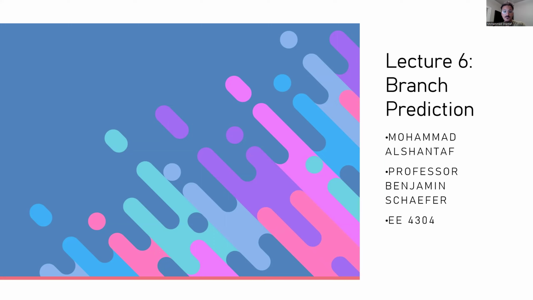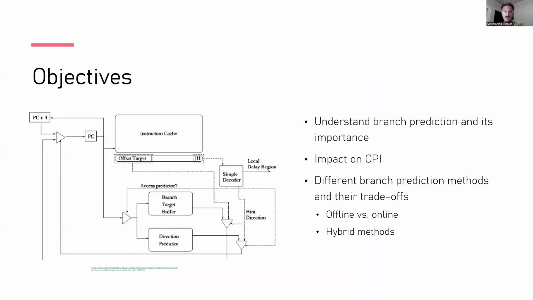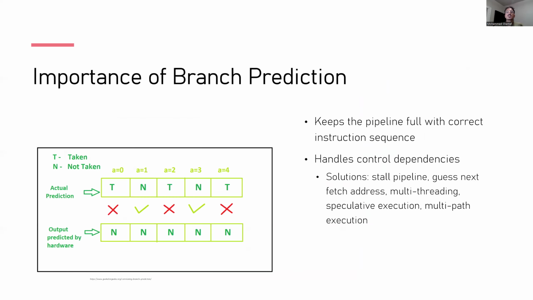Alrighty. So first of all, we have some objectives that we need to achieve from this: understanding branch prediction, the different branch prediction types and methods, and what their trade-offs are. First, we have the importance of branch prediction. It keeps the pipeline with the correct instruction sequence, and it also handles control dependencies. Its main solutions are to stall the pipeline, guess the next fetching address, and have multi-path execution.